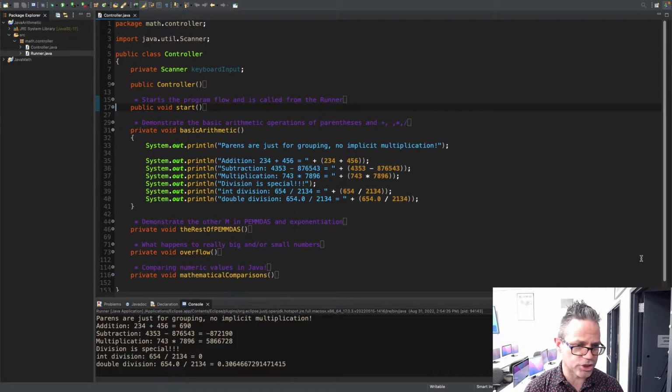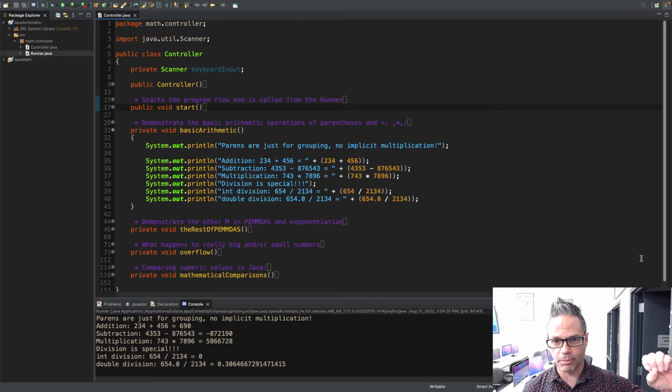But division is special. We have examples right here of division using ints and division using doubles. Our first one is int-based division. So as you can see, I've got 654 divided by 2134, and that gives us a value of 0. Now, if we're actually doing math in a regular math class, anytime after, say, for example, 3rd grade, we know that's not the case. We get a decimal value. But when we're using integer division, because an int itself is just a counting number, just a whole number, we have no decimal values we can even work with at all.